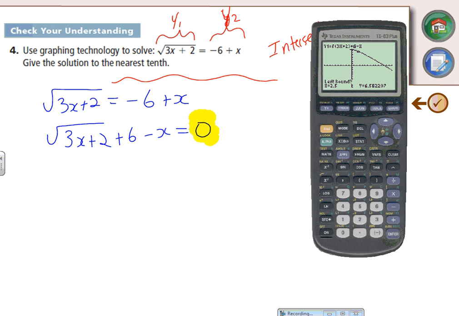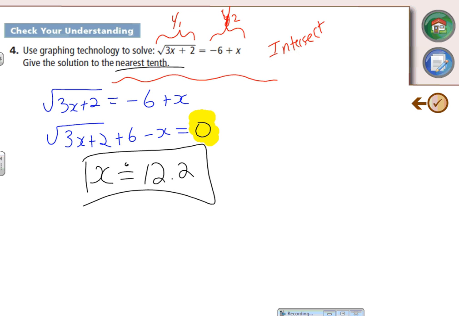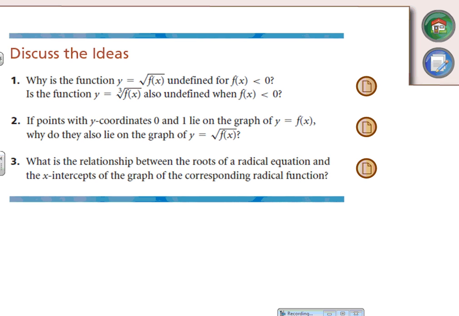Enter. I need left bound, so I need to go as close to that as I can. And that looks pretty close. Enter. Now I need right bound. Notice that the little arrow says I'm looking to the right. So I go to the right side of that x-intercept. Good, I'm a bit below it now. Got to look in between those two arrows. Enter. And it tells me that my 0 is at 12.2 and y is 0. But I know the y is 0 because I just said find the y of 0. So we're looking at x equals approximately 12.2, to the nearest tenth. There's your answer. Work through and discuss the ideas to help you explain what's going on with all these.